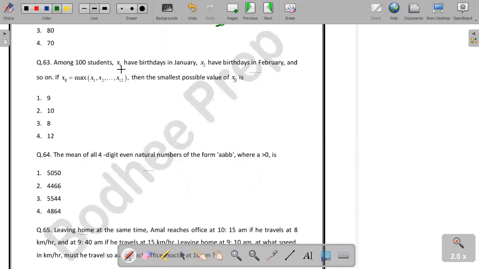Among 100 students, X1 have birthdays in January, X2 have birthdays in February, and so on, and X naught is the max. The question asks for the smallest possible value of X naught.